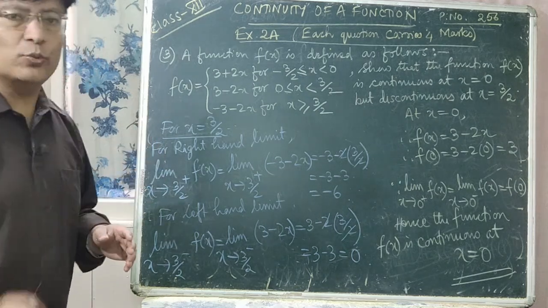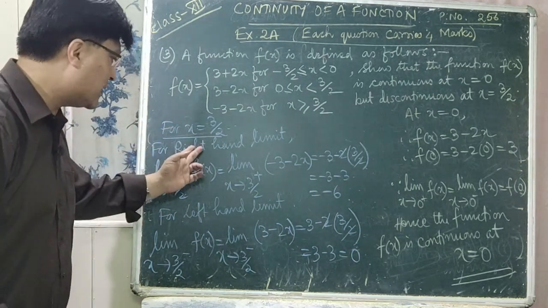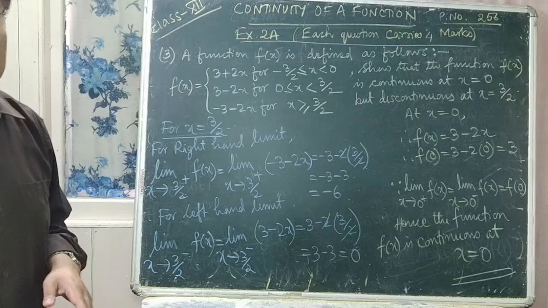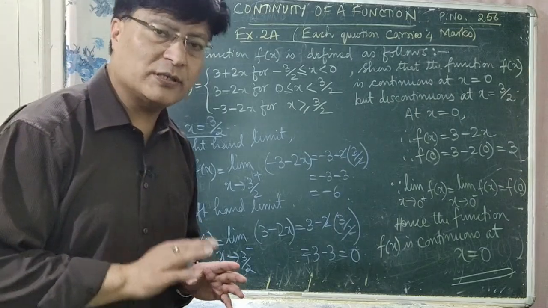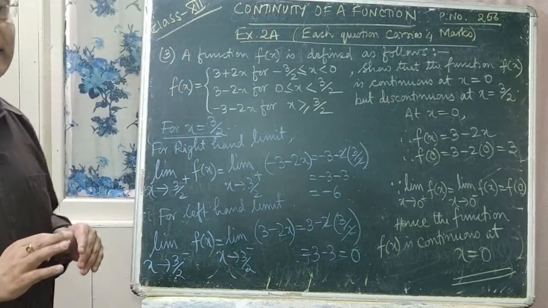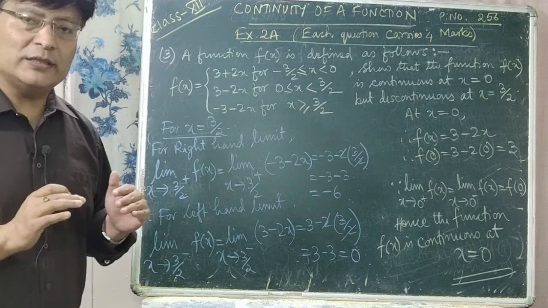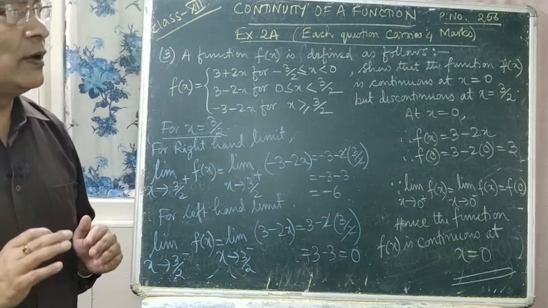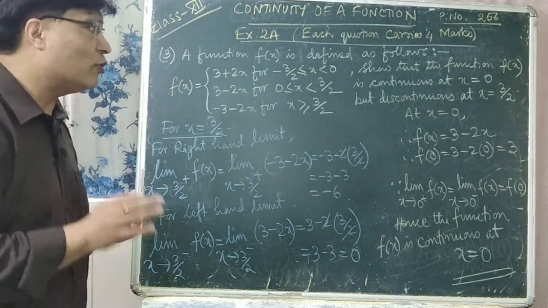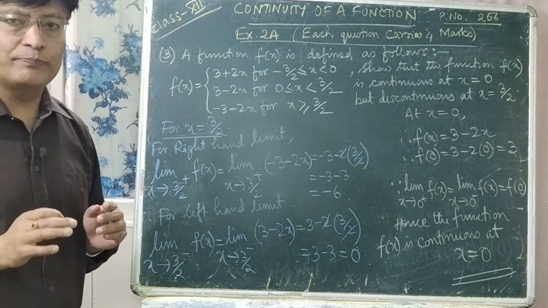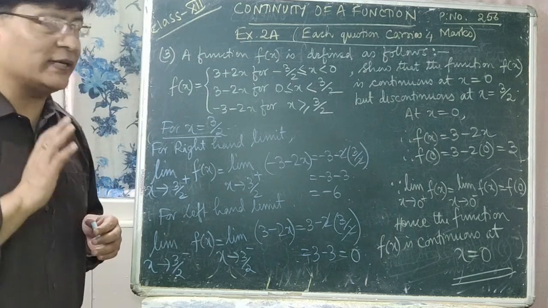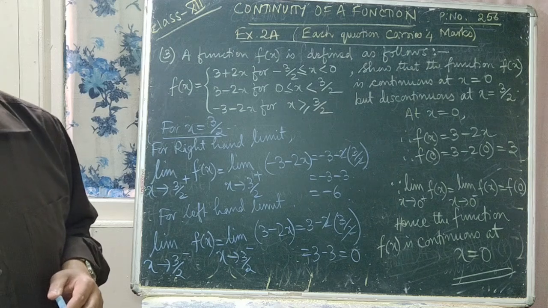So in this case, we see that the right hand limit is not equal to the left hand limit. So the function f of x is discontinuous at x is equal to 3 by 2. So in this case, there is no need of finding out the value of f of 3 by 2, or the value of f of x when x is exactly equal to 3 by 2.